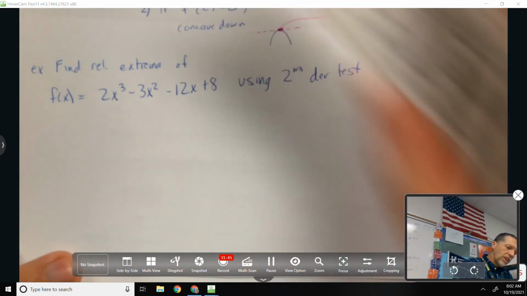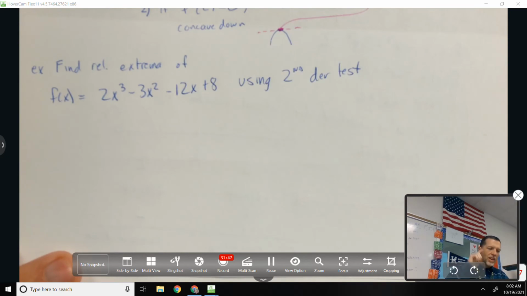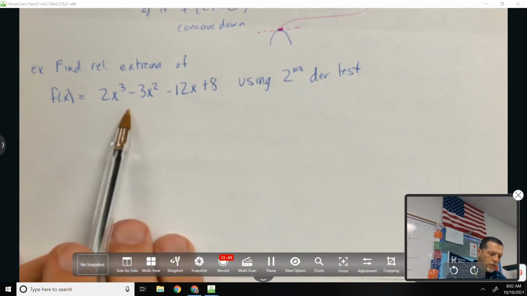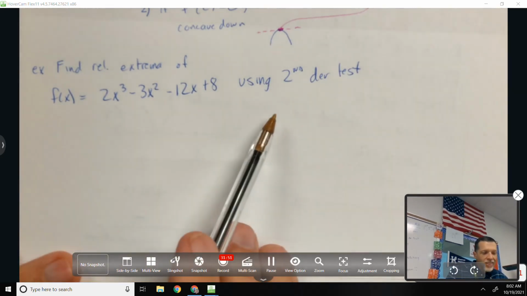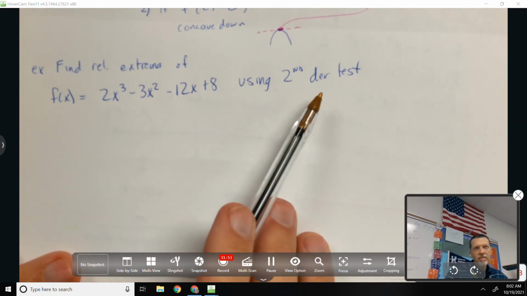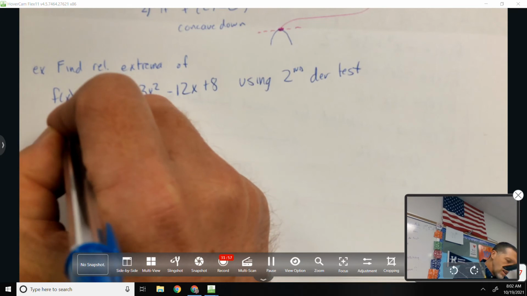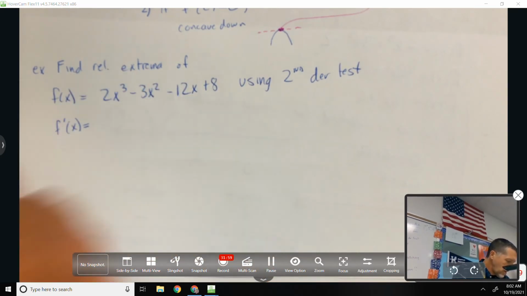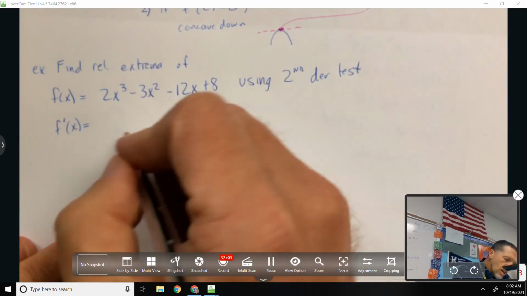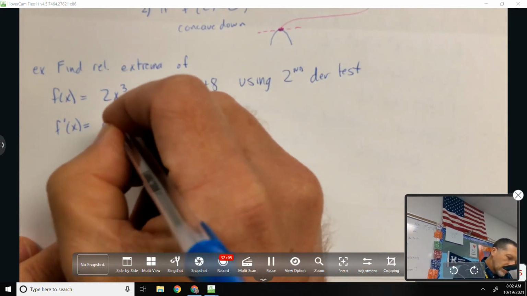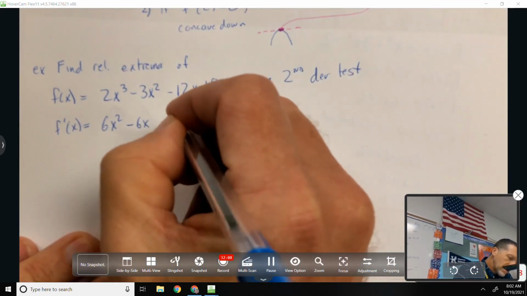Okay, using the second derivative test. So I'm thinking about the roadmap. I still need critical points, so I know what to test. And then I need a second derivative to test them into. So first derivative would be 6x squared minus 6x minus 12.